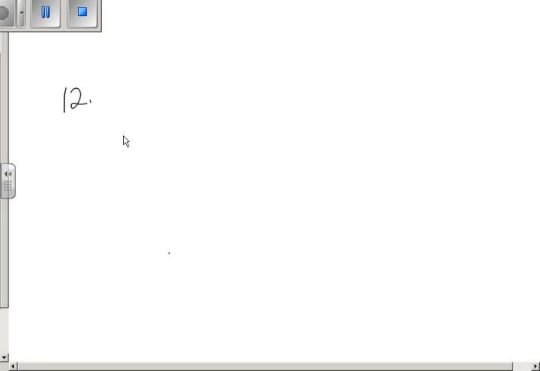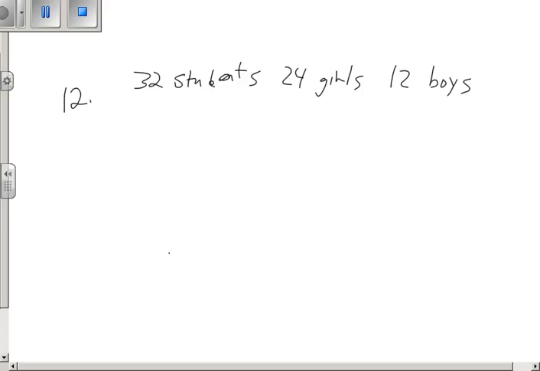Okay, question number 12 in section 2.1 of the MathLinks 8 book. It says, in a class of 32 students, there are 24 girls. So just reading the first sentence, we know there's 32 students, and that 24 of them are girls. Now, without even reading the question, I could probably figure out that there's going to be 12 boys, and I'm just going to put that information down. So that's all the information I have.